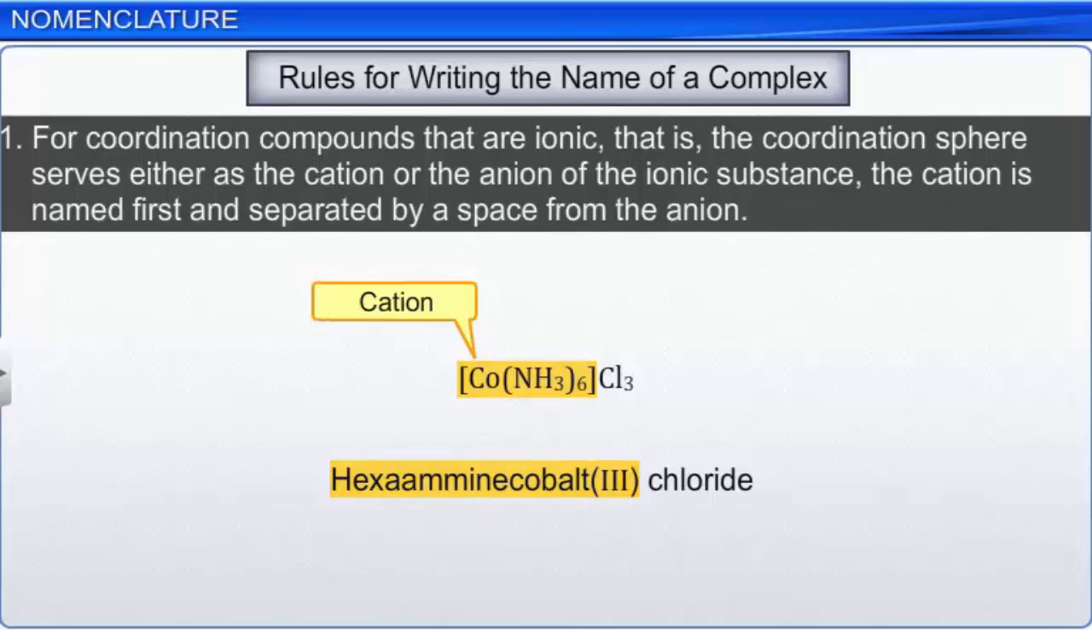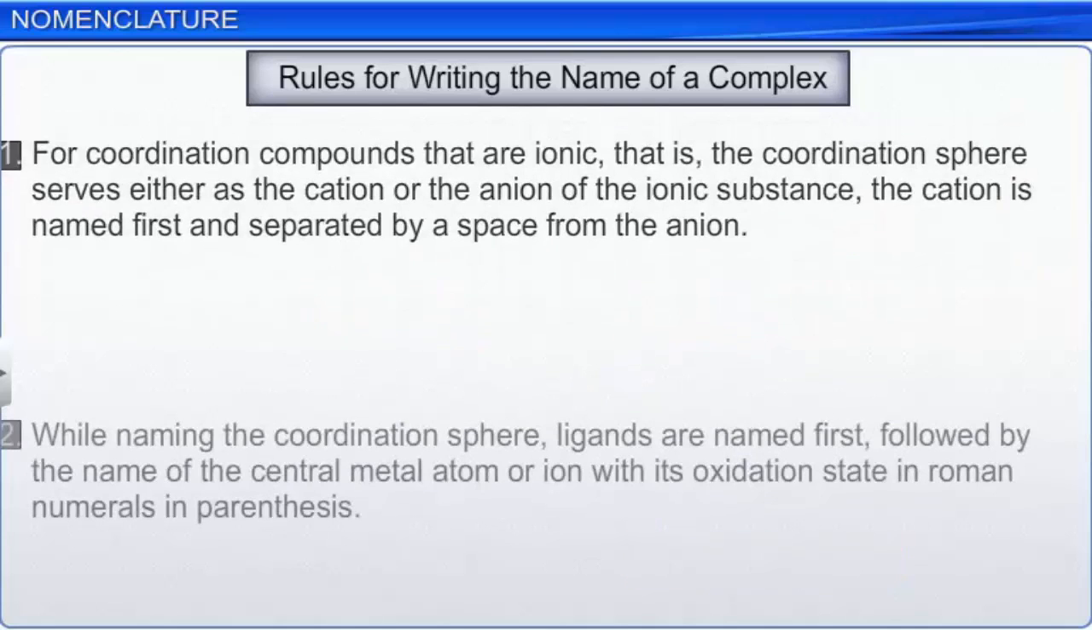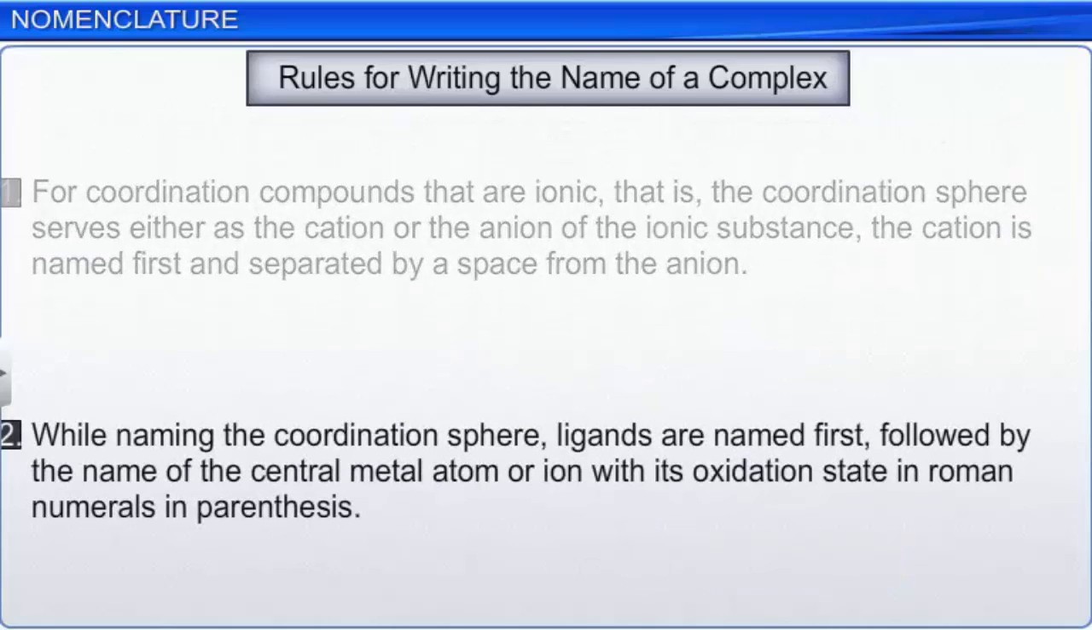The second rule is, while naming the coordination sphere, ligands are named first, followed by the name of the central metal atom or ion with its oxidation state in Roman numerals in parentheses. Remember that irrespective of the charge on the ligands, they are named in alphabetical order.